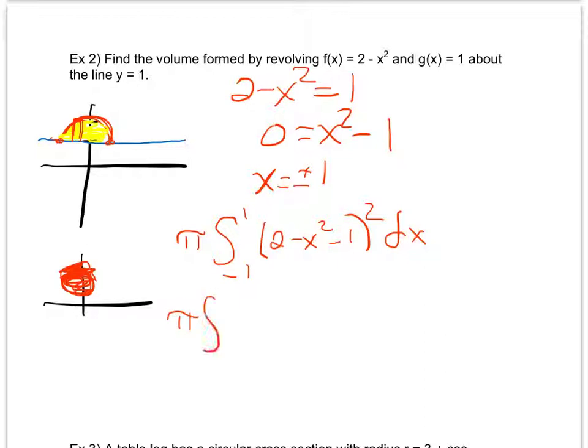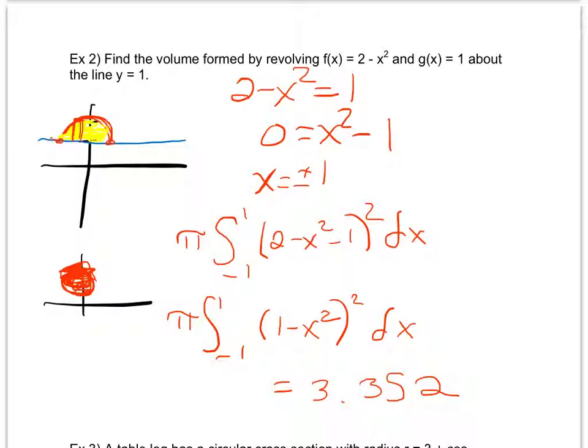which is the same thing as saying pi times the integral of negative 1 to 1. I always simplify these because it means I have to punch less into my calculator. Of 1 minus x squared dx. That will give me the volume of this awesome three-dimensional figure I drew. And it's about, I punched into my calculator, about 3.352 for my answer. And then moving on to the last example.